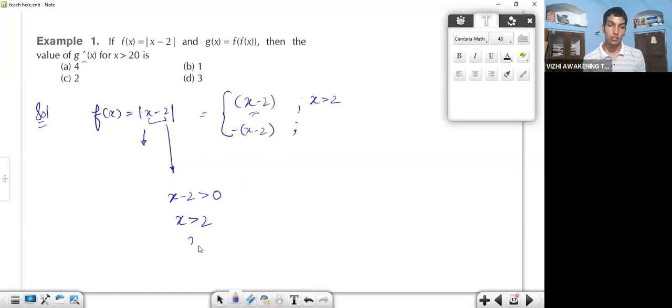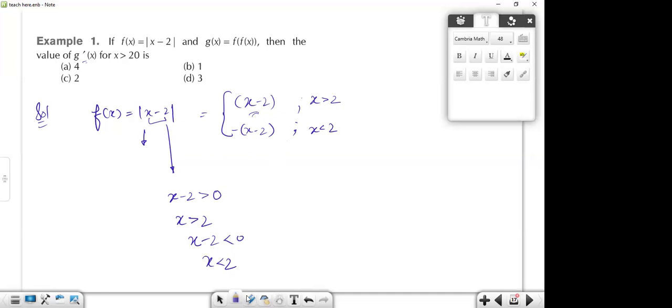And for all values of x minus 2 being 0, there will be a minus sign in front of the function's expression. Okay, so are you able to understand how I have expanded this particular function? Yes, sir. Great.